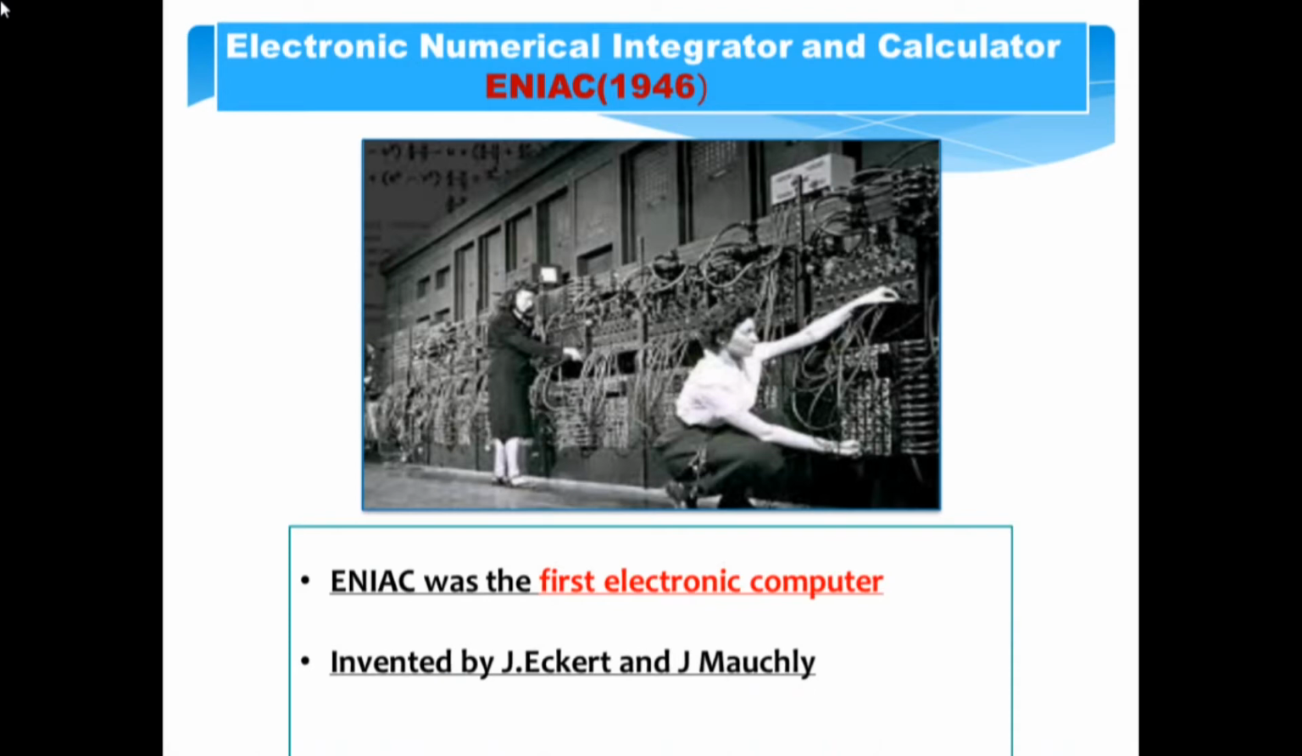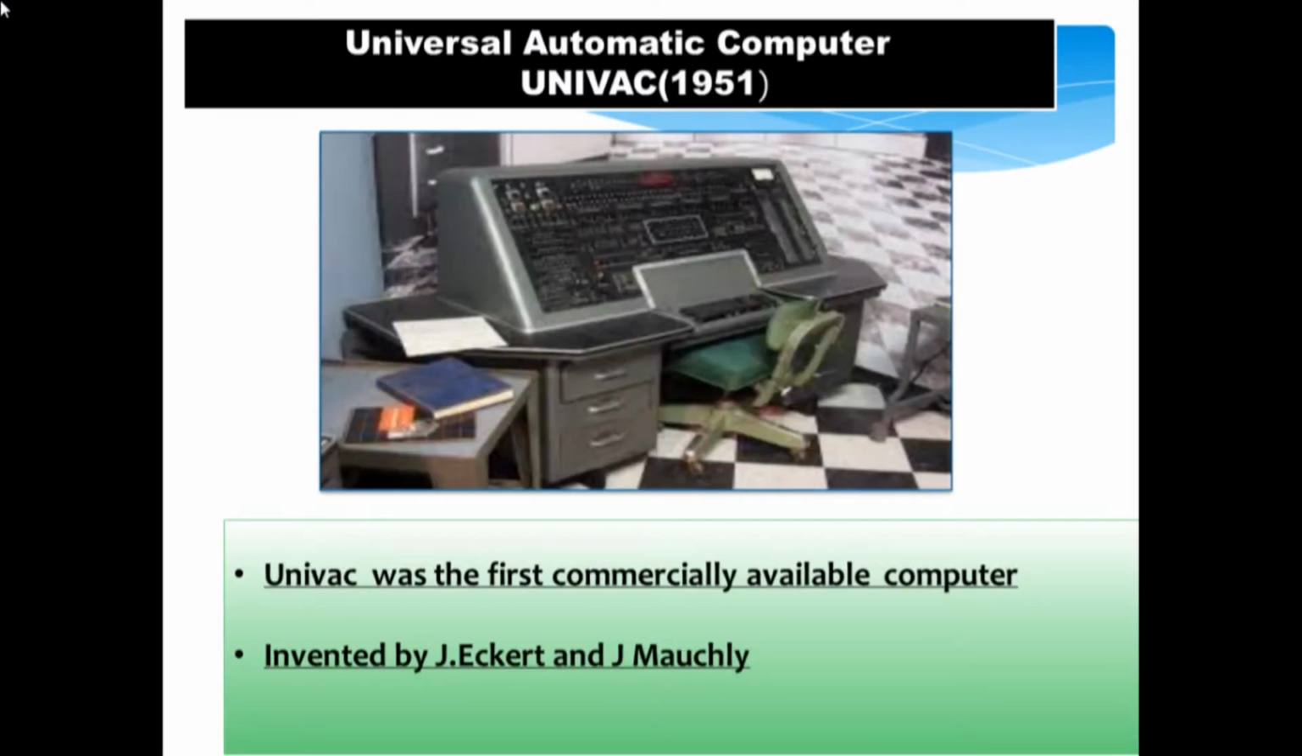ENIAC stands for Electronic Numerical Integrator and Calculator, and ENIAC was the first electronic computer. And the first commercially available computer is UNIVAC. UNIVAC stands for Universal Automatic Computer.